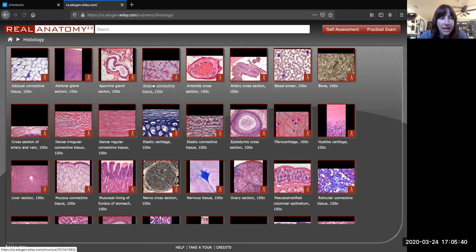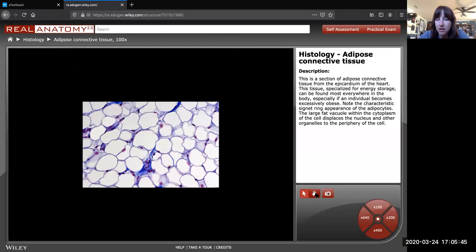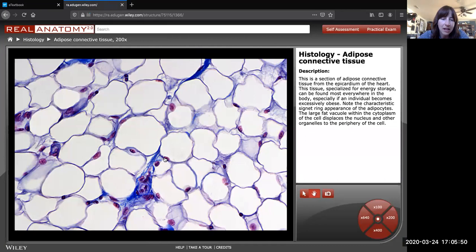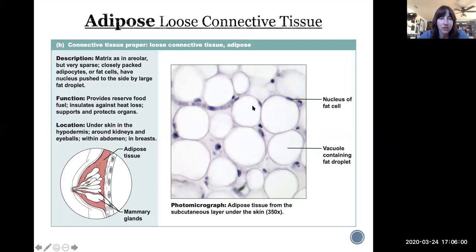For Wiley, we've got a gorgeous picture here. Look at that. What a beauty. So here's our little fat cell with the nucleus pushed aside. Extracellular matrix in between in some places over here. All right, any question about adipose loose connective tissue? That one's pretty straightforward, I think.